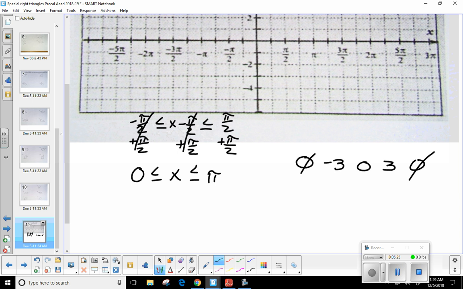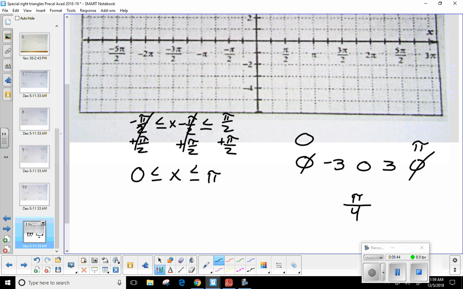Okay, so lower boundary goes with the first critical, so that's 0. Upper boundary goes with the last critical. And now, because this bottom one is 0, the distance here is pi. But we always divide by 4. Now, what do I do with that pi over 4?